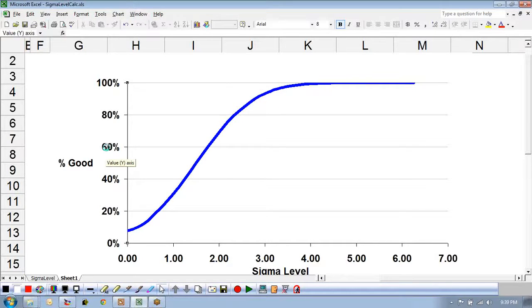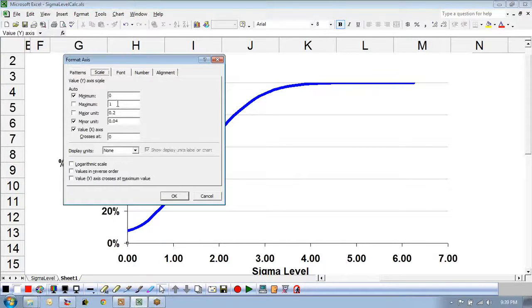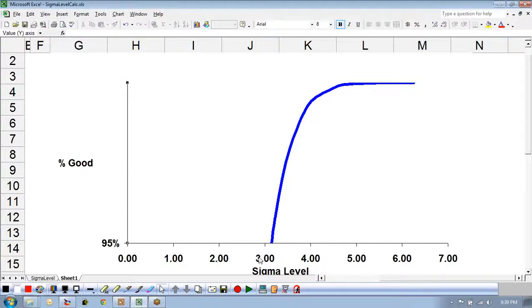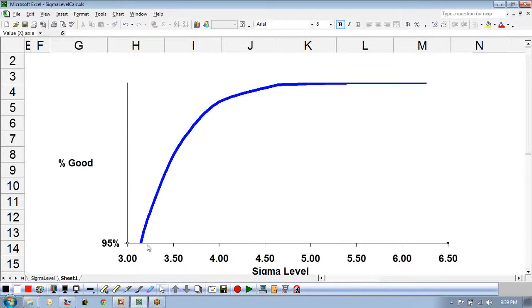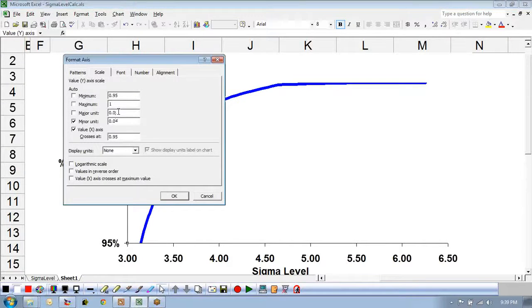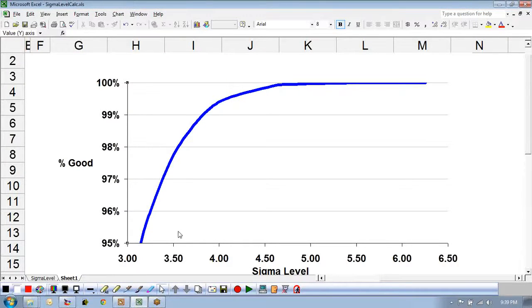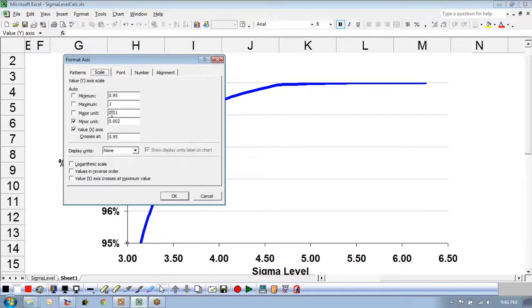Let me now expand this, and we'll just look at the scale between, say, 95 and 100. And now we'll just look at it above 3. So you can see here's our 3 sigma process. Whoops, I didn't put in enough. There we go. There's our 3 sigma process. It's less than 95%. Here's our 4. It's about 95.5%. And here's our 5. Again, we're kind of losing it in the mist. So let's expand this out again.